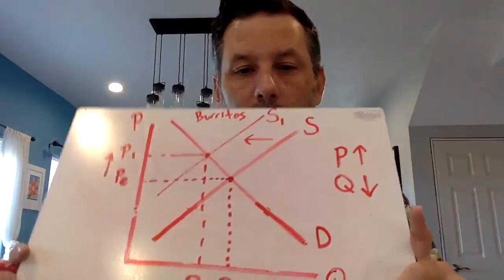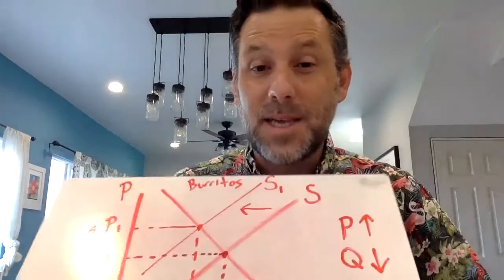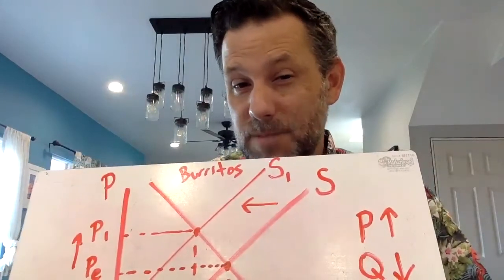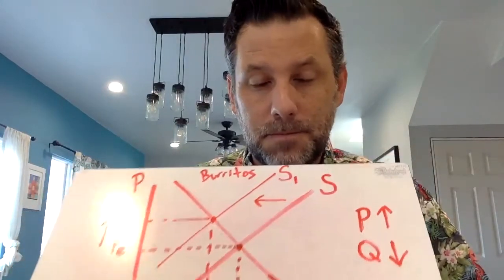right? And a lot of times, if it's an AP test question, they might ask you specifically to say what happens to price or quantity. So off here on the side, we're going to say that price is going up, quantity is going down. All right? And that's how you show a shift in the supply and demand model.